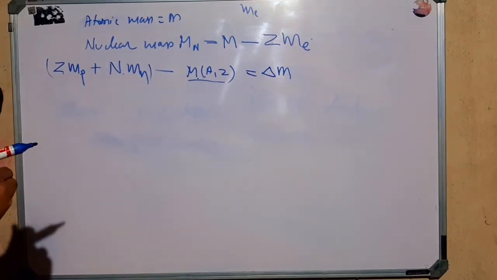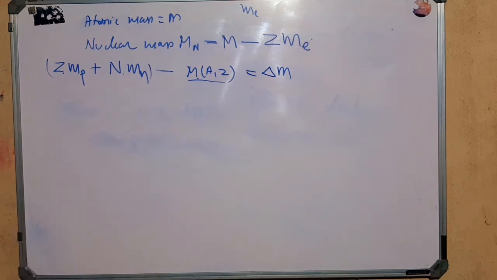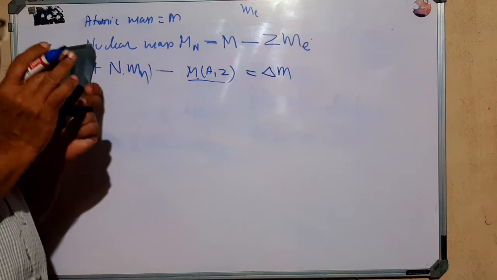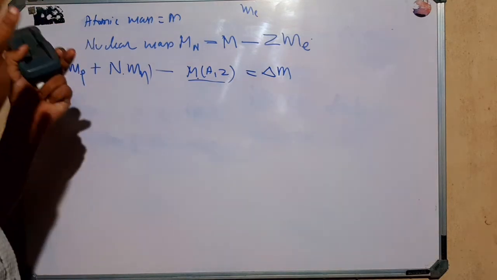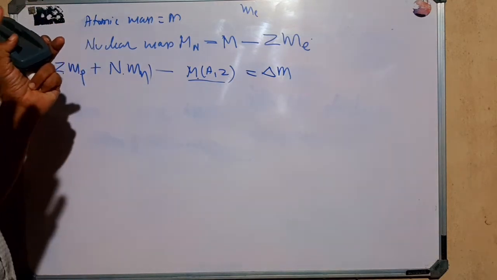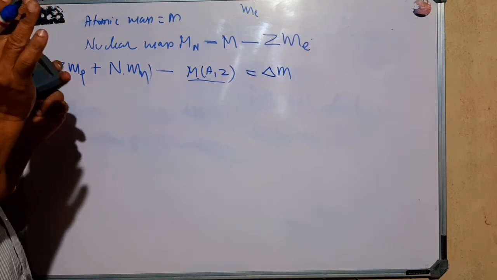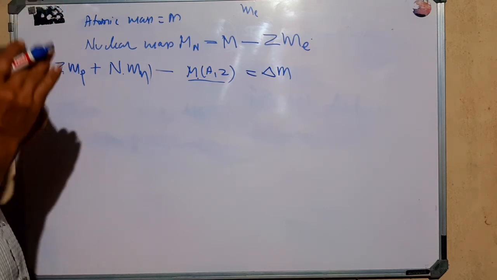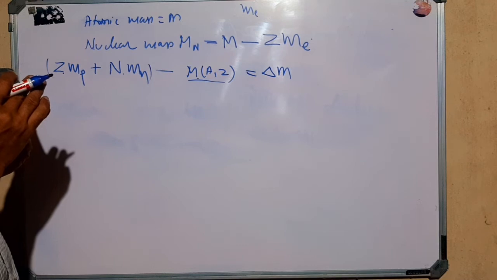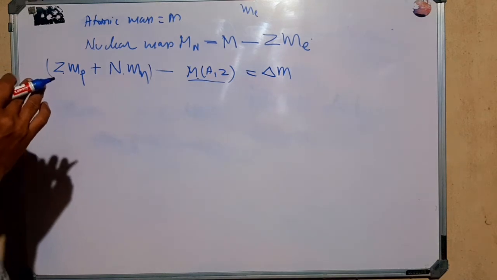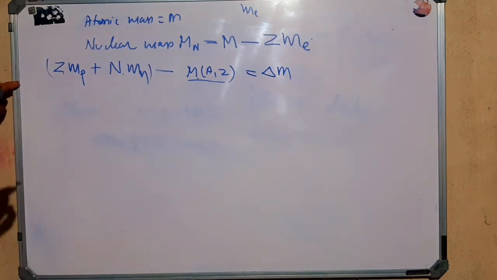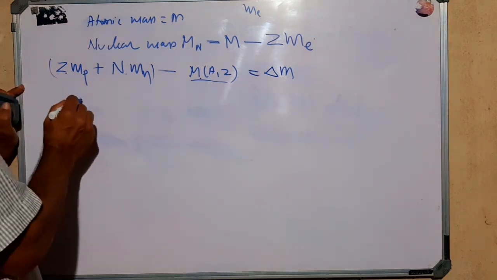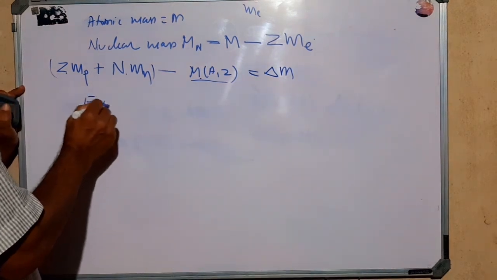The question is, have we violated any conservation laws? The answer is no. See, when you are forming the nucleus, you have to bring Z number of protons and N number of neutrons close together. During the formation of the nucleus, there is an evolution of energy.